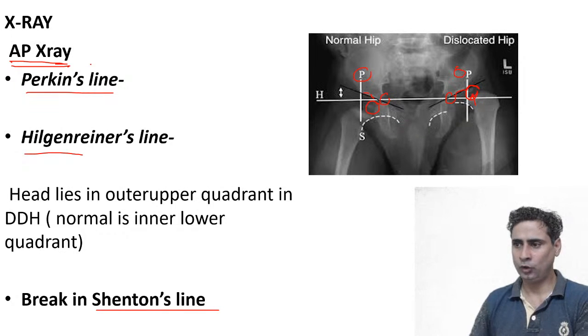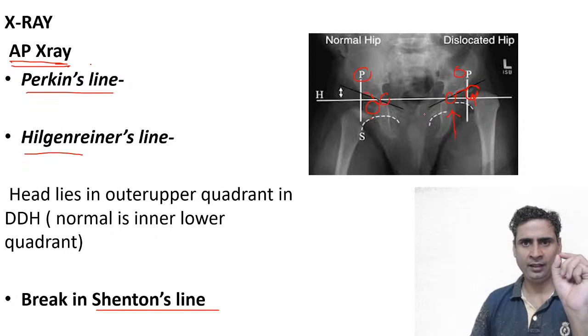And on the normal side, this is a continuous Shenton's line. On this side, there is a break in Shenton's line. This line cannot be continuous. So the head is in the upper outer quadrant and there is a break in Shenton's line. These are the important X-ray findings on AP X-ray.